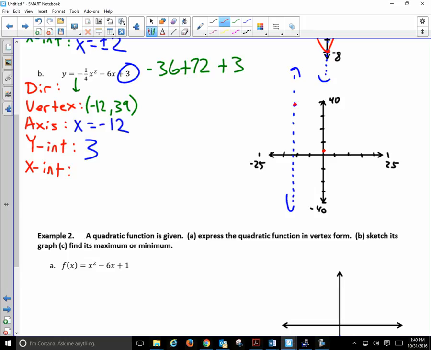All right. So if I know that point, can I figure out another point? How? Yeah, I go 12 on the other side, reflect it over the axis of symmetry. So it would be 12 units the other way. So it would be like negative 24, positive 3, right? Cool.